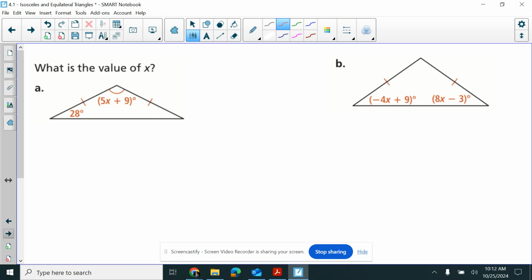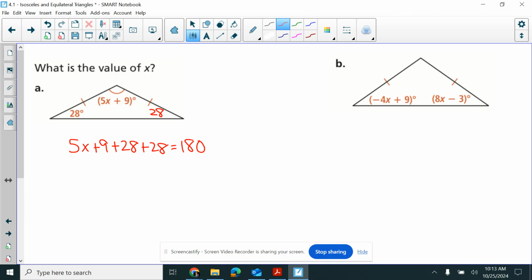Then you can use these properties to do equations. For example, in this first example, if I know that this side's 28, to set up an equation, I know that all three angles in a triangle would have to add up to 180. So my equation would be 5x plus 9 plus 28 plus 28 equals 180. Then you could solve that equation to get x.